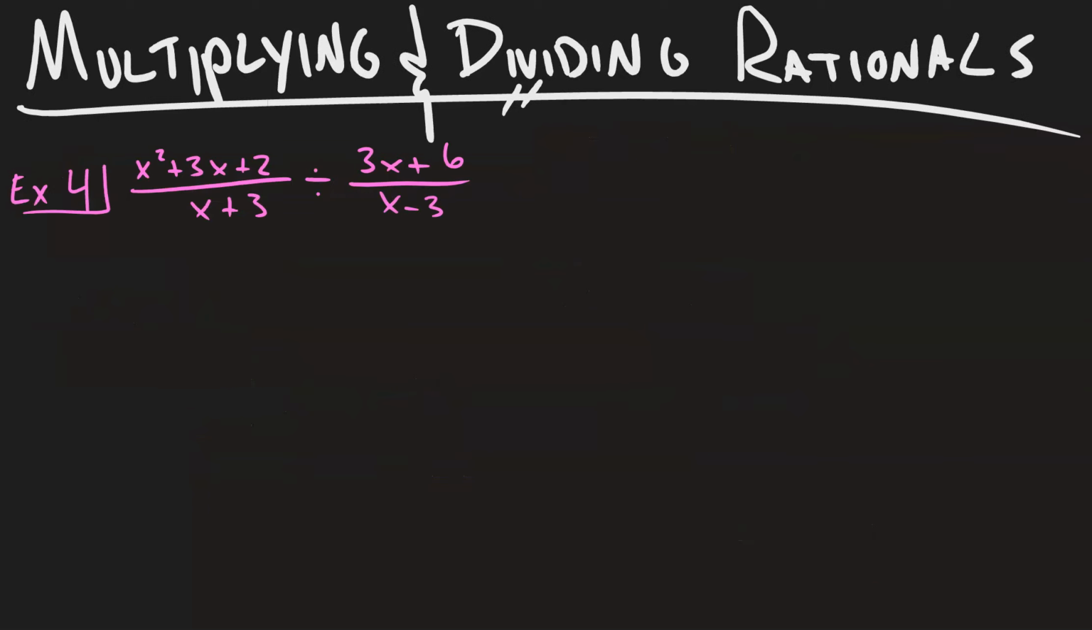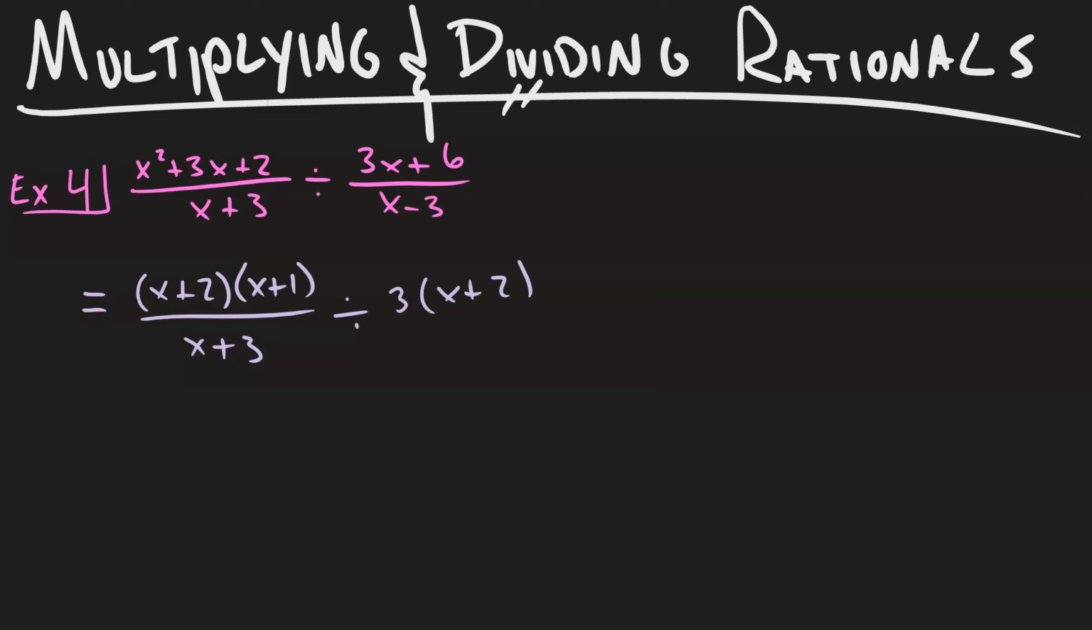All right, now let's try one with rational expressions. Same thing as before, let's start by factoring. Our first fraction can be factored as x plus 2 times x plus 1 over x plus 3. And we're going to be dividing that by 3 times x plus 2 over x minus 3. So right off the bat, we know that x cannot equal -3 or +3.